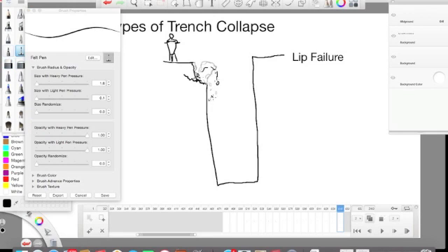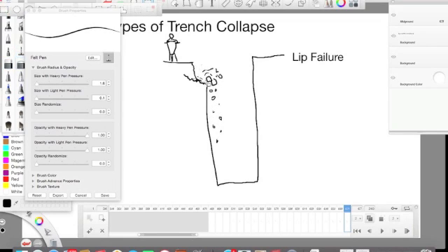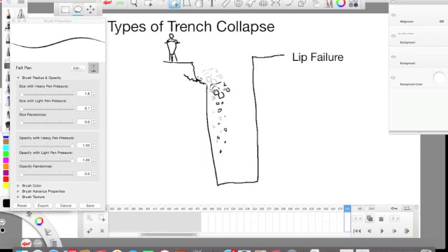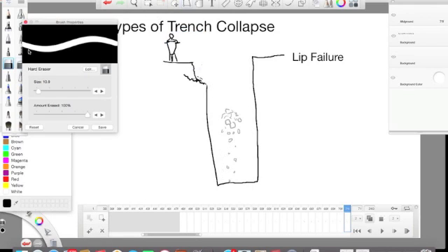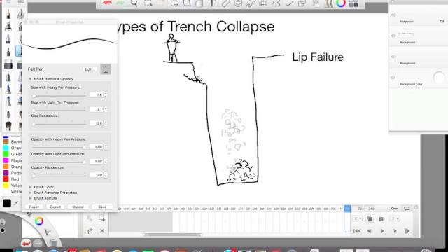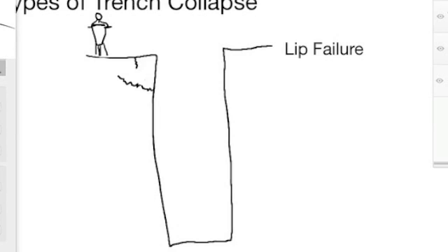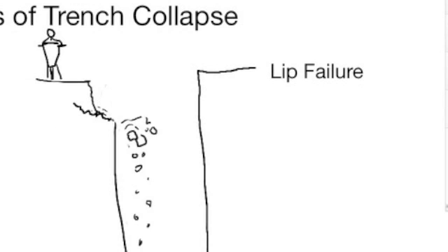You have falling soil, falling objects from the top. If something's laying directly on that lip, it can fall down into the trench and injure someone quite severely. All right, I think you got the point.